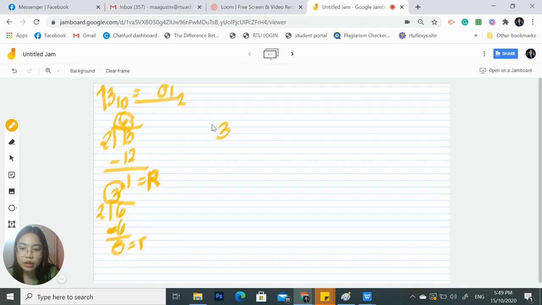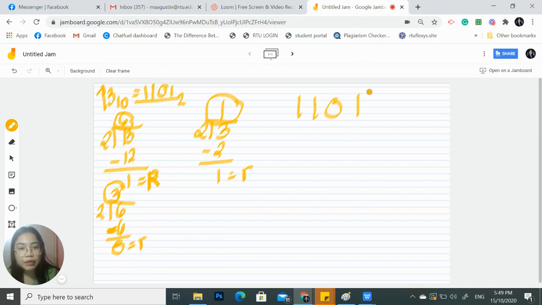Okay, so 3 divided by 2, that will be 1. 1 times 2 is 2. 1. So we have remainder 1. And we still have 1 here. So that will be our most significant digit. Now, how are we going to check again? 1, 1, 0, 1, 1.